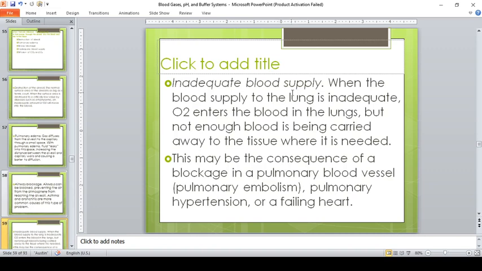Inadequate blood supply. When the blood supply to the lungs is inadequate, oxygen enters the blood in the lungs, but not enough blood is being carried away to the tissue where it is needed. So, this may be a consequence of a blockage of a pulmonary blood vessel, such as pulmonary embolism, pulmonary hypertension, or a failing heart.